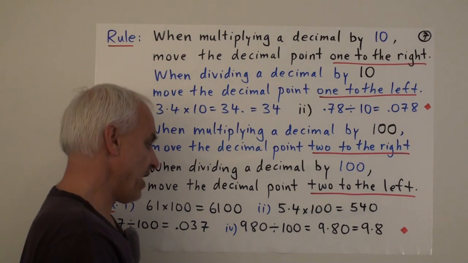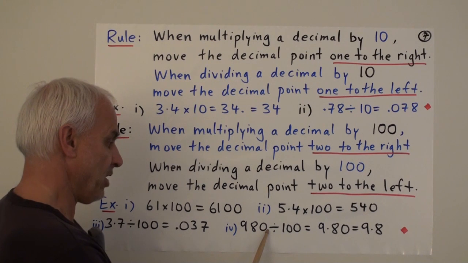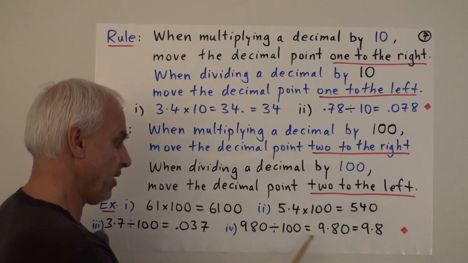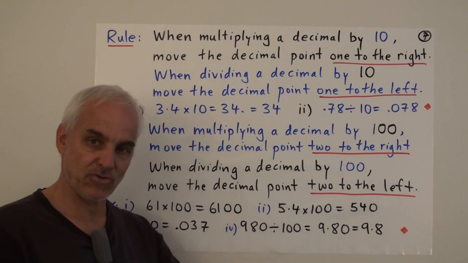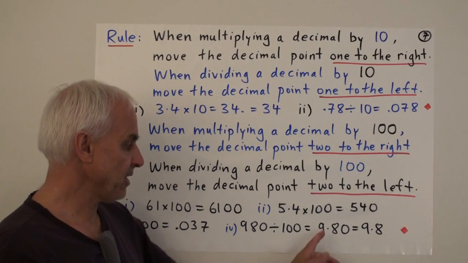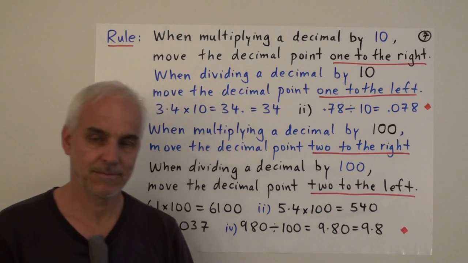And 980 divided by 100, here the decimal is right there, although it's not actually visible. When you move it to the left twice, it ends up here, so you get 9.80. And that 0 at the end is extraneous. So zeros at the ends don't affect things, so 9.80 is the same as 9.8.